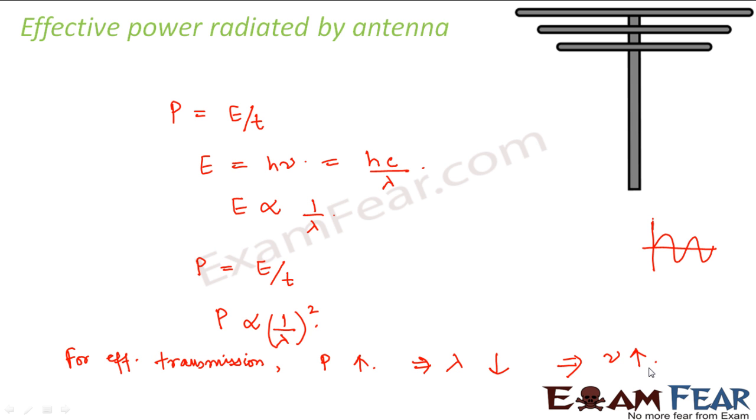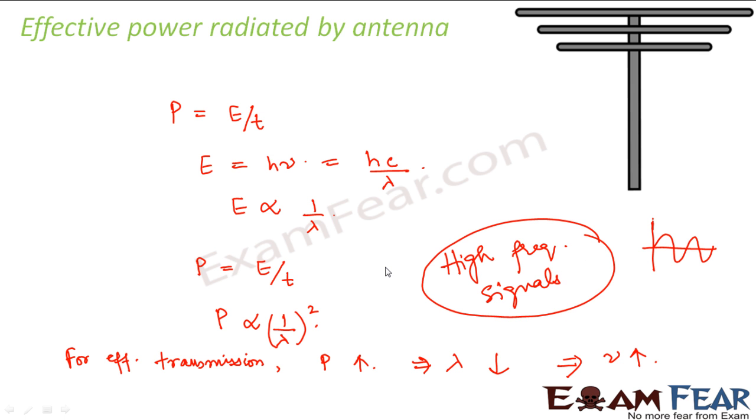Because for effective transmission, power radiation should be more. Power is more when the wavelength is less. Wavelength is less when the frequency is more. So even this says that high frequency signals are desirable. So the second vote also comes in favor of modulation, right?